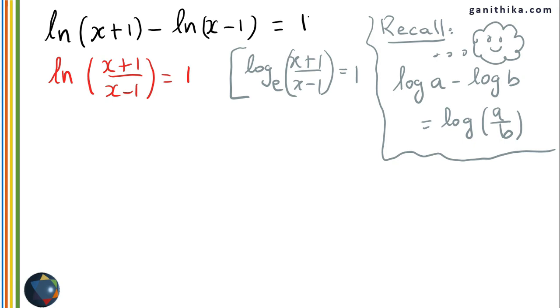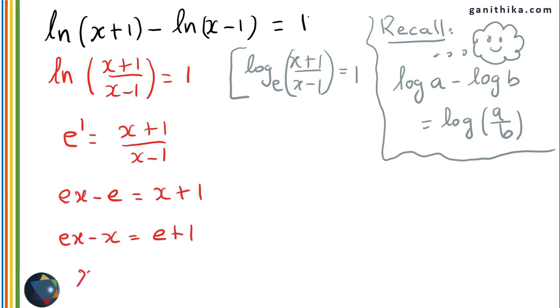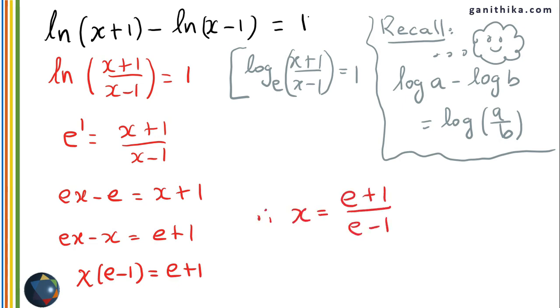Now, I am going to change this to exponential form. Changing this to exponential form, e^1 = (x+1)/(x-1). And simplifying this, we get x = (e+1)/(e-1). And this is the solution for the given logarithmic equation.